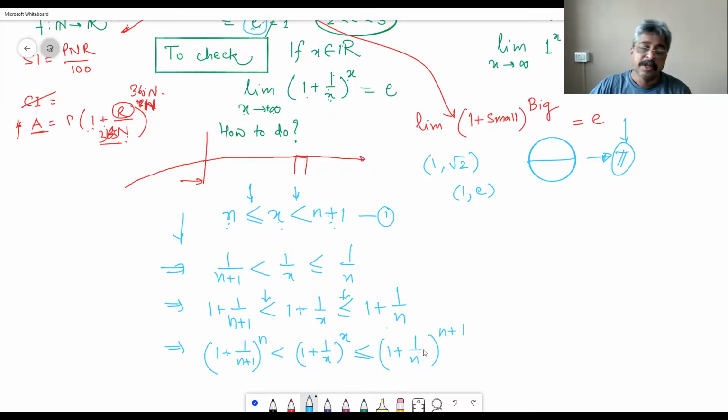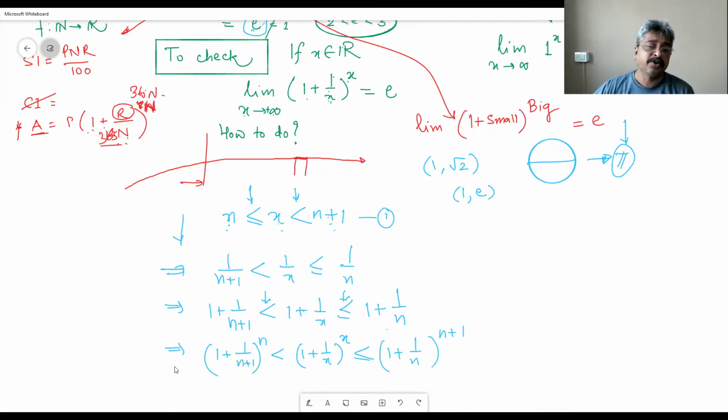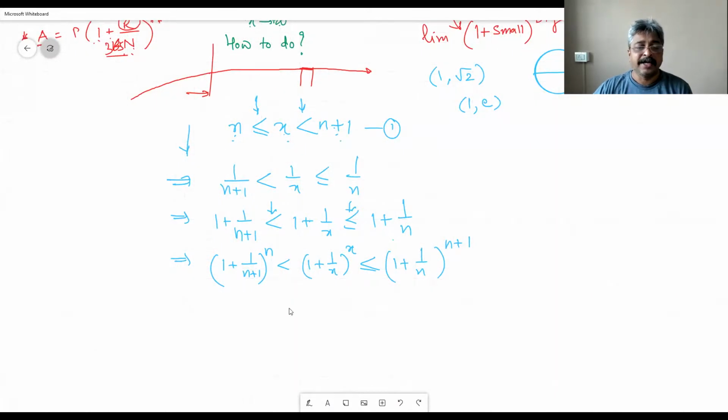I can raise this to x and then I can raise this to n plus 1. Now you adjust them so that you will be able to take the limit and get the result.